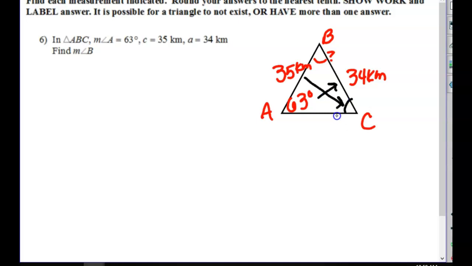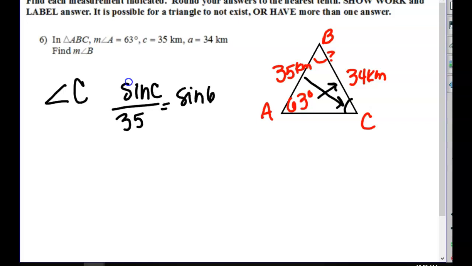Angle C first? Okay, angle C. So we're going to have the sine of C is across from 35 as the sine of 63 is across from 34. Don't do the Hofbauer method and put a side length in for an angle or an angle in for a side. Be real careful with that. If I type this, I have 35 times the sine of 63 divided by 34.